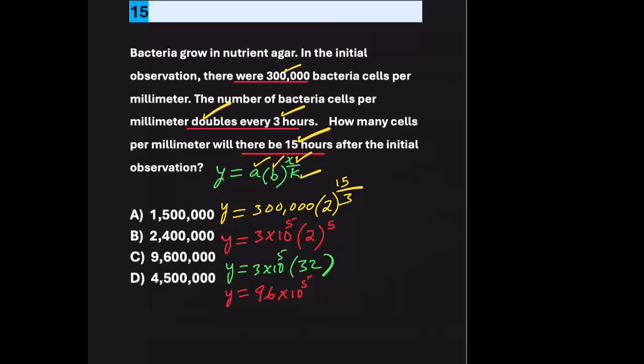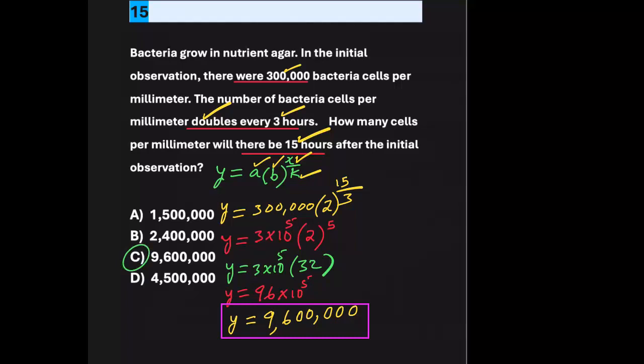So we have y is equal to 9,600,000, with 5 zeros. And the answer is right here. Let's go to the next question.